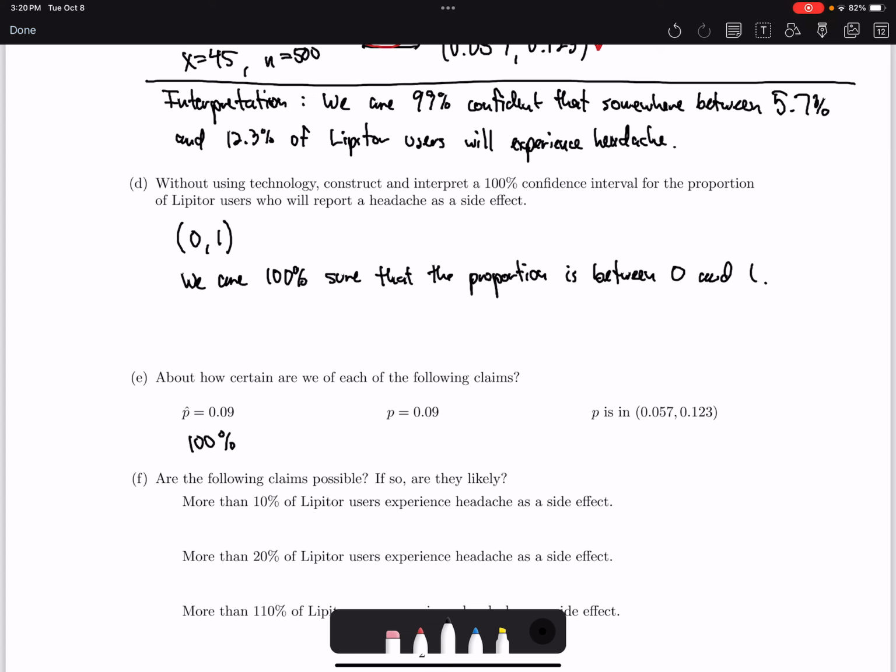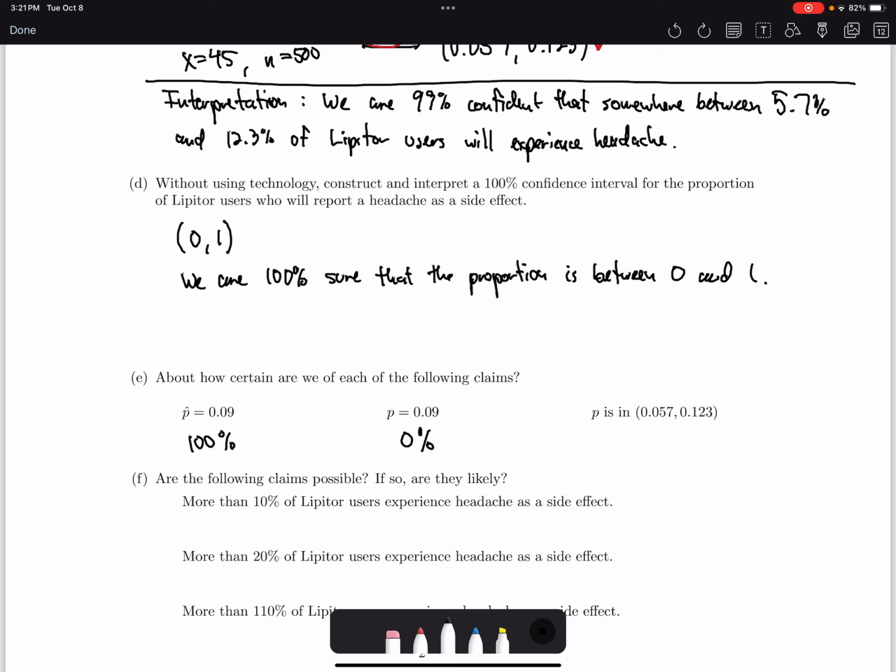Okay, but we are 0% sure that the population proportion is 9%, right? Do you see that subtle difference? Here we're looking at the sample proportion. We're 100% sure that it was 9%. That's what we observed. Okay, but here we have the population proportion. We don't know what that is. We're trying to estimate it, and we can't be at all certain that it's 9%.